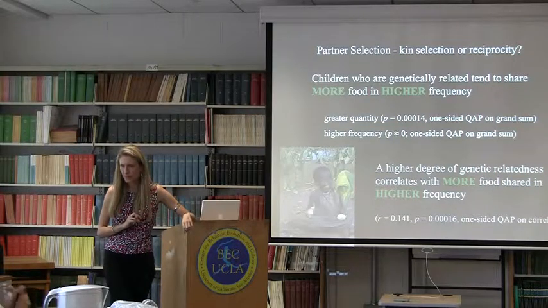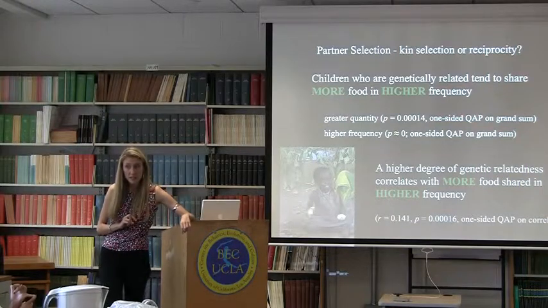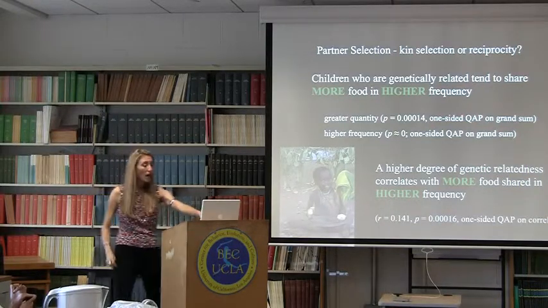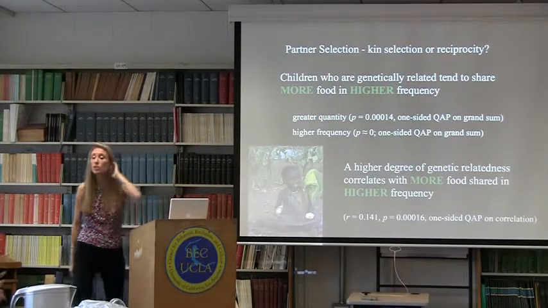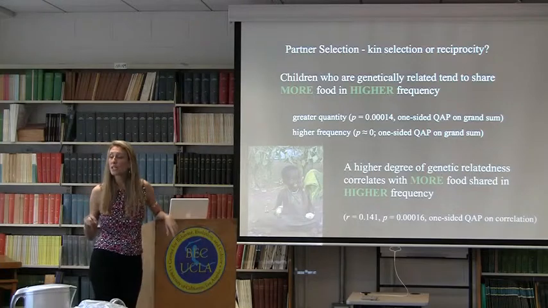So you didn't look at actual degree of relatedness? I coded for degree of relatedness. And does that have an impact? Yes. A higher degree of genetic relatedness correlates with more food sharing. The more closely related, the more sharing.